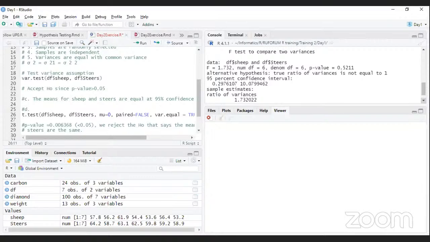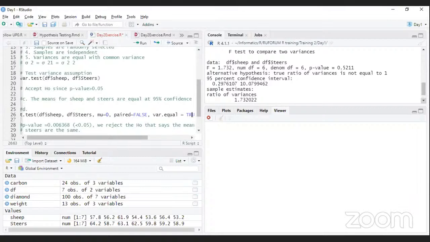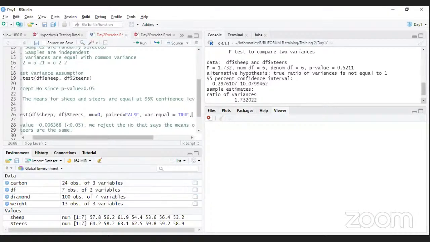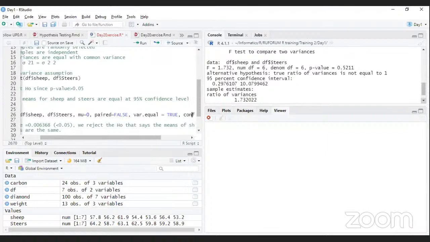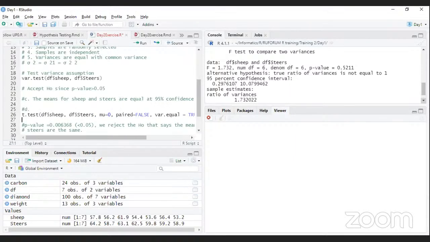Then I specified the two data columns, one for sheep and one for steers. My mu is equal to 0. Then paired is equal to FALSE, because these are independent data sets. var.equal will be equal to TRUE, because we just tested the assumption and found that the variances are equal. The confidence level is 0.05. So let me run this one.